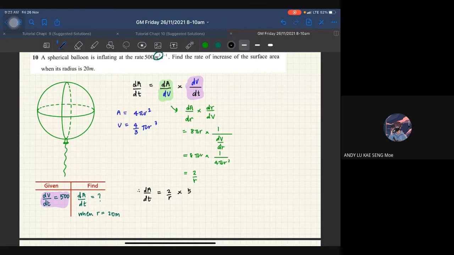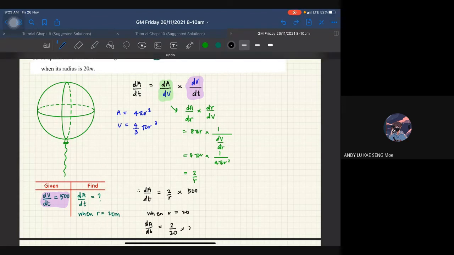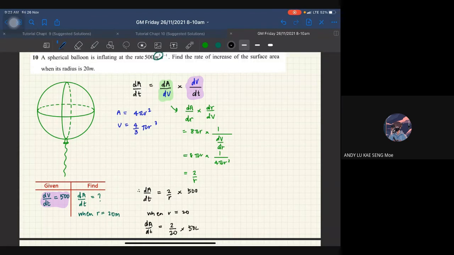Nak tulis ini boleh. Nak tulis 50 meter square per second. Macam ni pun boleh. Sama je. Okay, so awak belajar fizik, cara tulis yang ini dengan this one sama kan? It's the same thing. Okay, settle nombor 10.